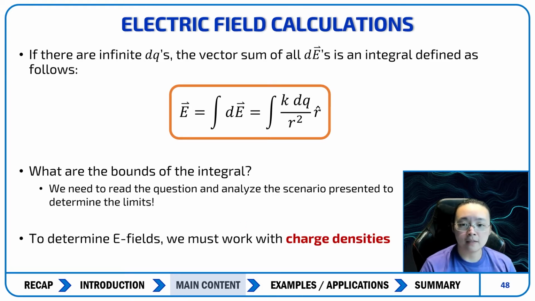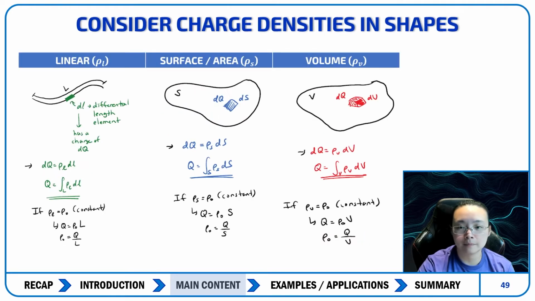So the next part really is, now that we know the flow that we have to follow to solve for the electric field, we need to look at charge densities. So let's take a look at the different charge densities in different types of shapes. There are essentially three different types of shapes that we can look at: linear, surface or area, and volume. For linear, we know that there's going to be a small differential length element which will hold a small differential charge dq. So that dl component has a dq component.